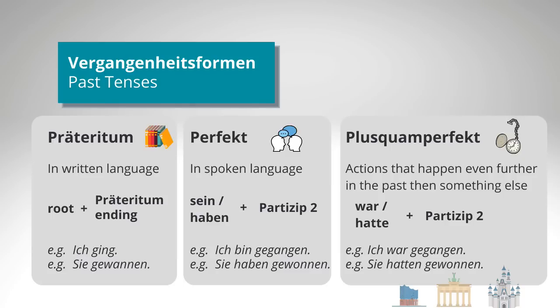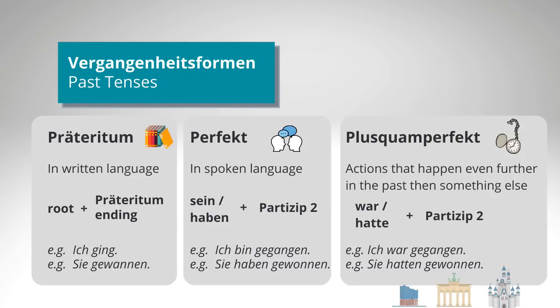For example, if you take a look at our first example sentence, ich bin gegangen, here we have the verb gehen, to go, and to go definitely is a verb that indicates movement. That's why gehen requires the Hilfsverb sein. And its first person singular is ich bin. I am. Ich bin. Most other verbs, however, like in our second example sentence, sie haben gewonnen, they have won, use the auxiliary verb haben, to have.